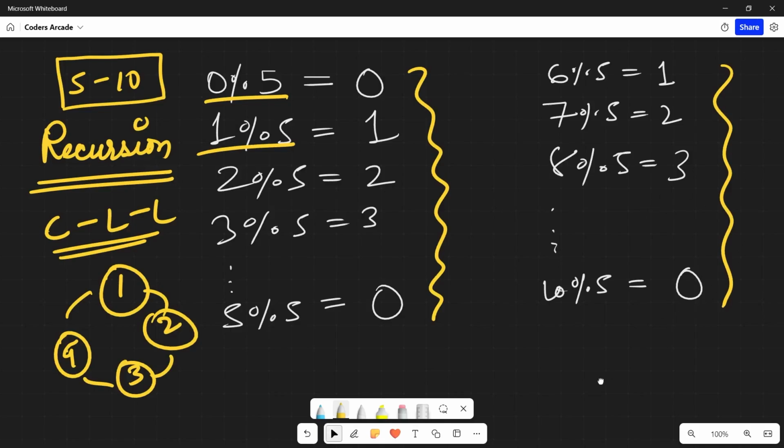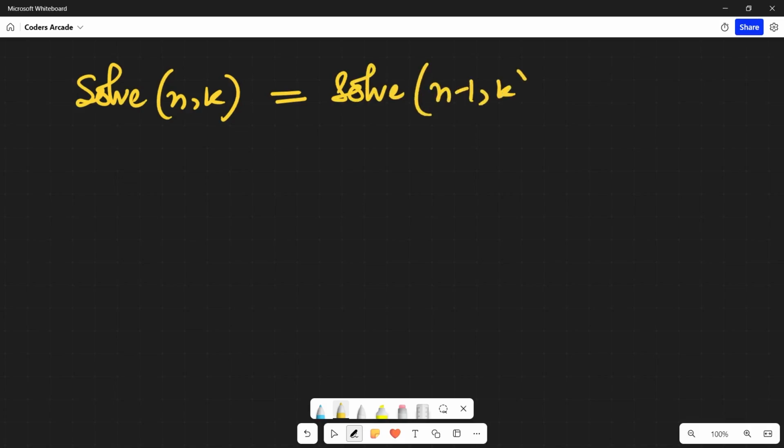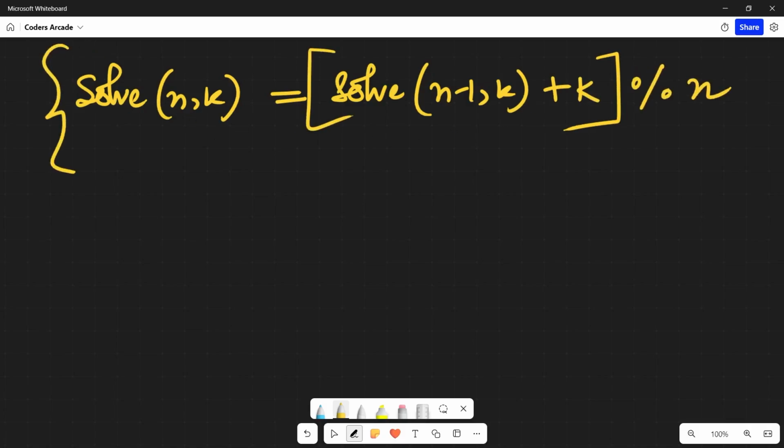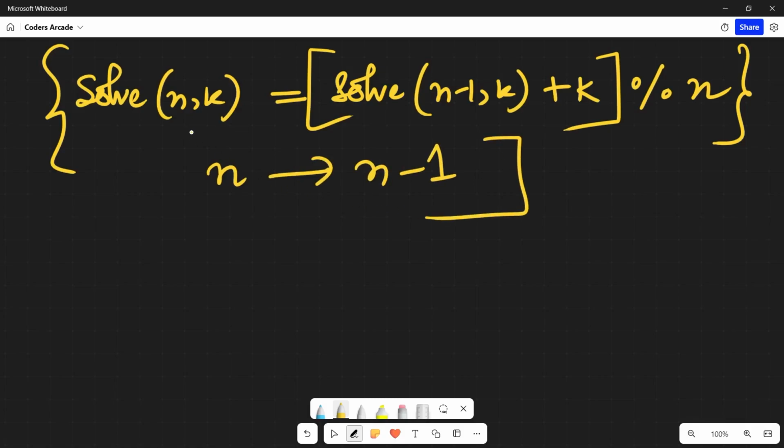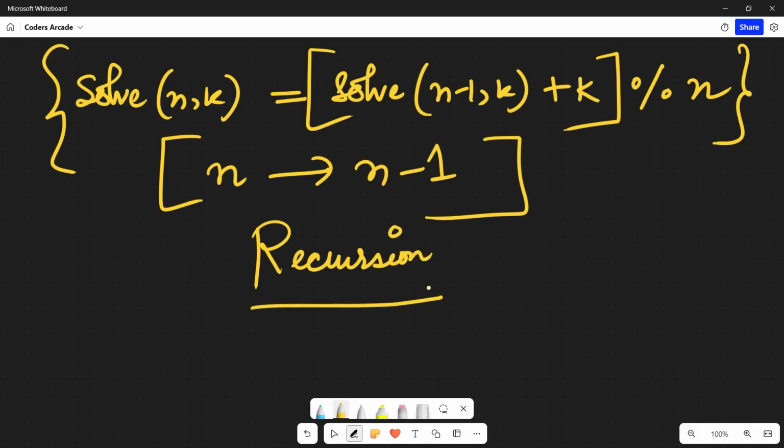So finally I have arrived at a solution which is like this: solve of n comma k is equal to solve of n minus 1 comma k plus k, every time we are adding a k, and if your answer is going beyond, then we are doing modulus of n. So this is your final formula. And you always know that when n goes to n minus 1, this is an algo called recursion. Guys, this is a very important application of recursion. I hope you have understood this. Now, based on this formula, let's go to our LeetCode problem and try to solve that.